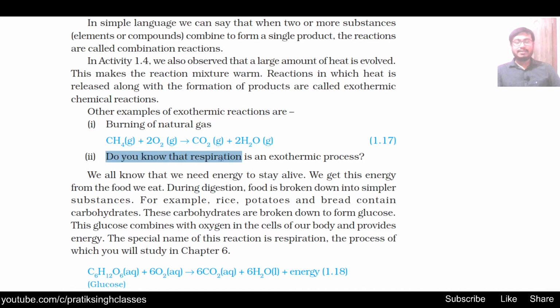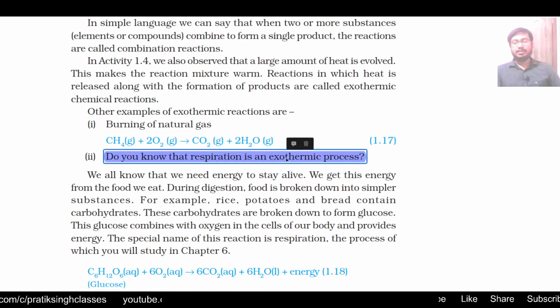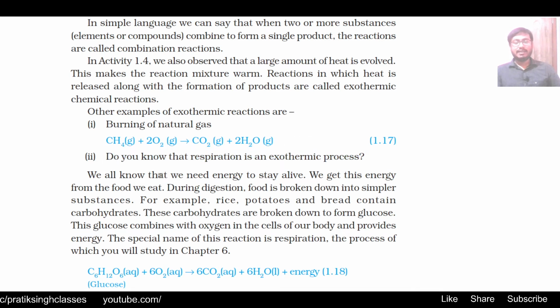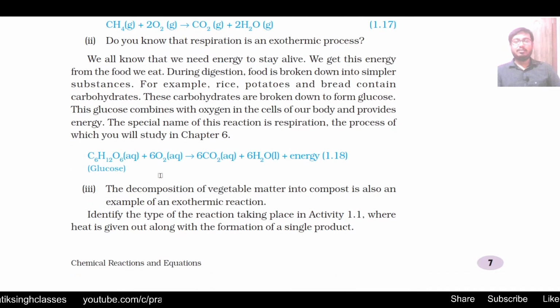Do you know that respiration is also an exothermic process? When we respire, our body becomes warmer, and a lot of other phenomena happen inside our body, and so it is called an exothermic process.